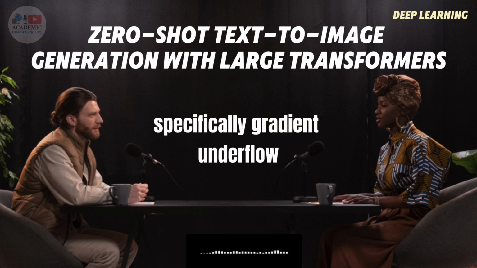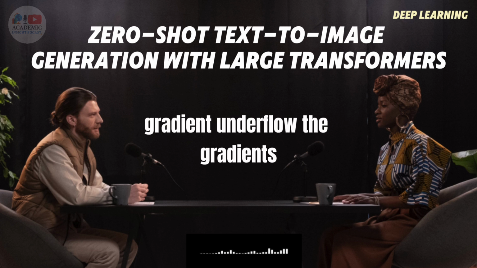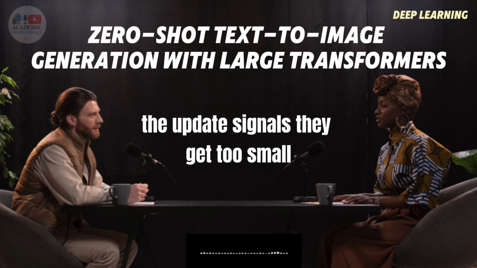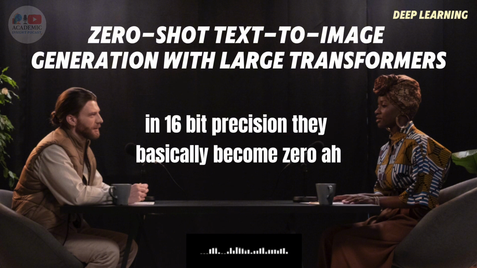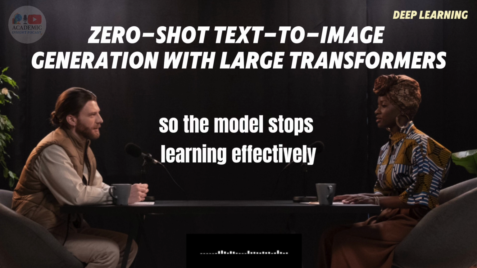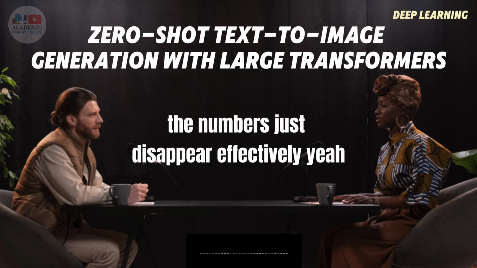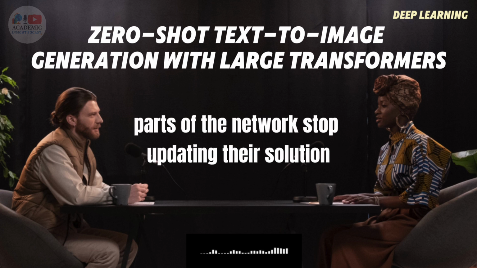Specifically, gradient underflow. The gradients, the update signals, they get too small. Too small to be represented accurately in 16-bit precision. They basically become zero. So the model stops learning effectively. The numbers just disappear. Effectively, yeah. Parts of the network stop updating.